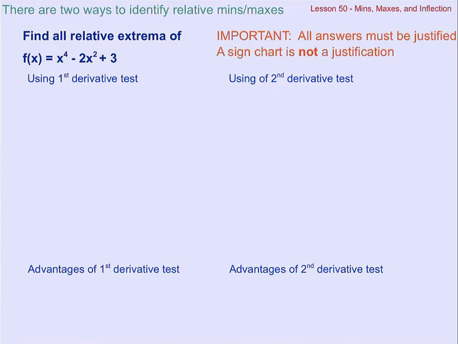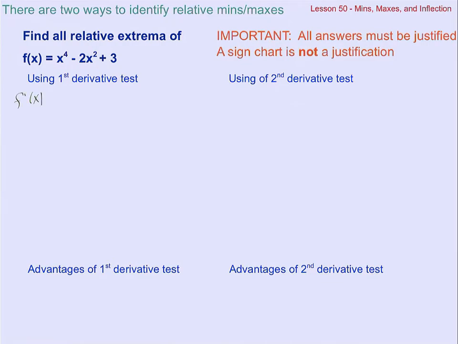In this video, we will go through an example of using the first and second derivative tests that we learned about in the last video. So here's a function. F of x is x to the fourth minus 2x squared plus 3. In order to use either the first derivative test or the second derivative test to find the relative extrema, which would be relative mins or relative maxes, we first need the first derivative.